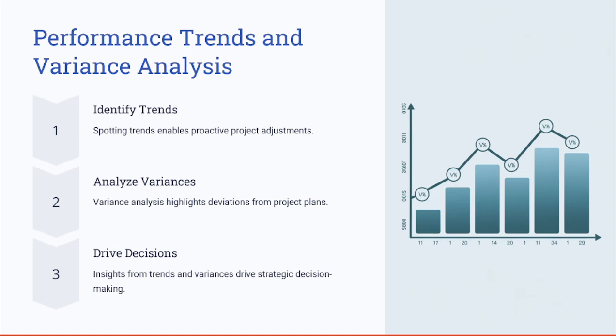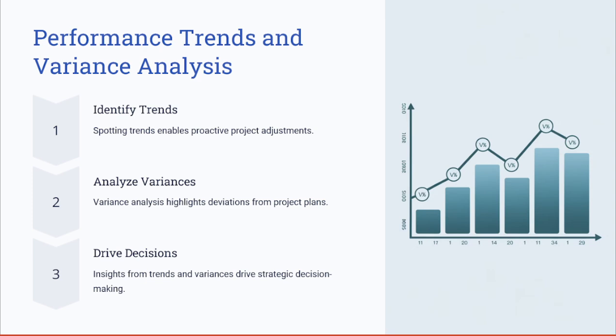Performing the trends and variance analysis is part of compiling the work performance information and reports. Tracking the performance trends and conducting variance analysis are vital for maintaining control over the budget and over the project. Trends such as constant delays in task completion indicate that there are potential risks that require attention.